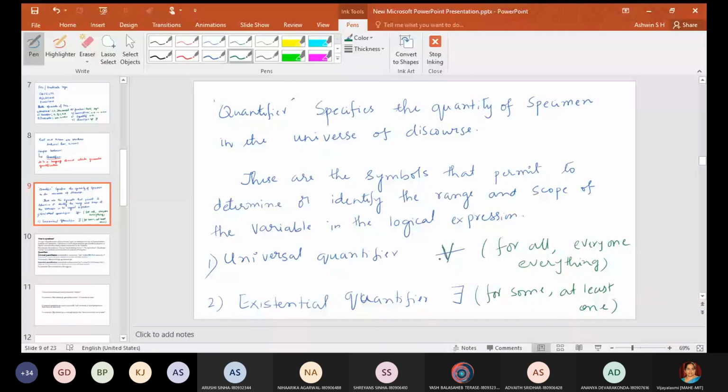So for universal, this is the representation. Like this, you will write an upside-down A, then it is in this way. For existential, it is the opposite of E, the capital letter, just opposite to that. So these are the two quantifiers. Let us see how to use them.